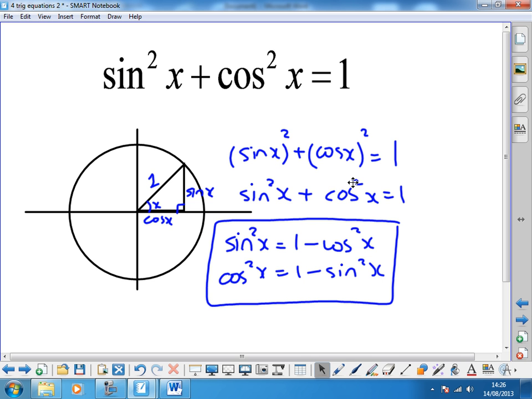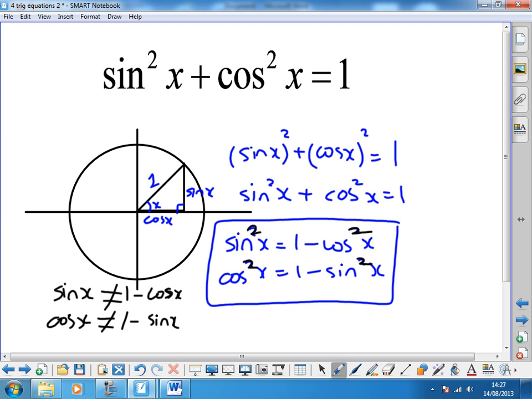Now, I'll say this, but I'll end up saying it again. Sine x does not equal 1 minus cos x. Okay? And cos x does not equal 1 minus sine x. It's sine squared x is 1 minus cos squared x. Cos squared x is 1 minus sine squared x. It comes from Pythagoras. It's all about squares. Don't do that. No, do not do that.